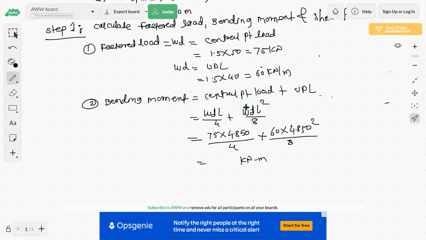Simple. Two examples we have solved. One is on central point load, another is on UDL. So we are here combining UDL plus central point loads. So easy example is there. Just we have to add these two. How much bending moment? Tell me answer.